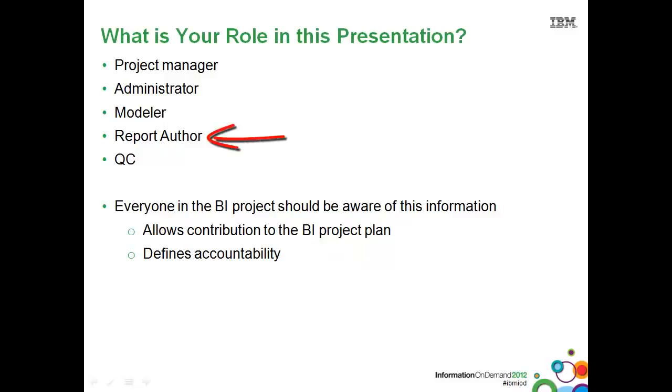For example, a report author may find a key piece of information missing in the package that was published up into Cognos Connection, who in turn will talk to the metadata modeler. The metadata modeler may find that the key piece of information is actually not in the data warehouse, and he can then notify the project manager and the DBA that this piece of information is missing.